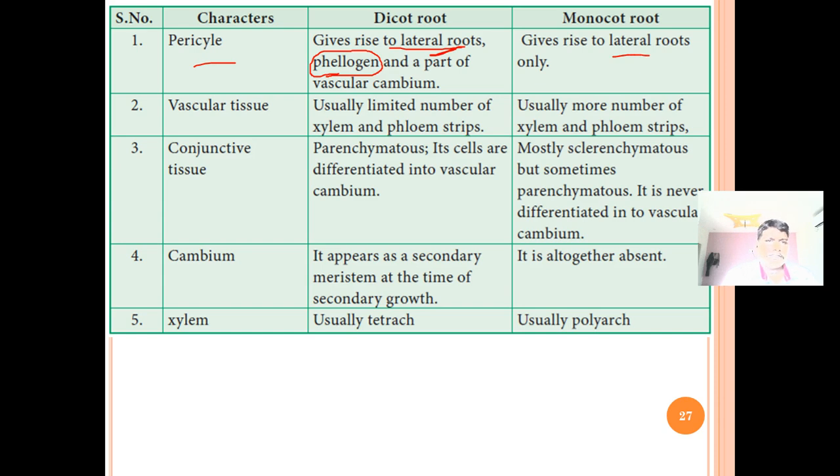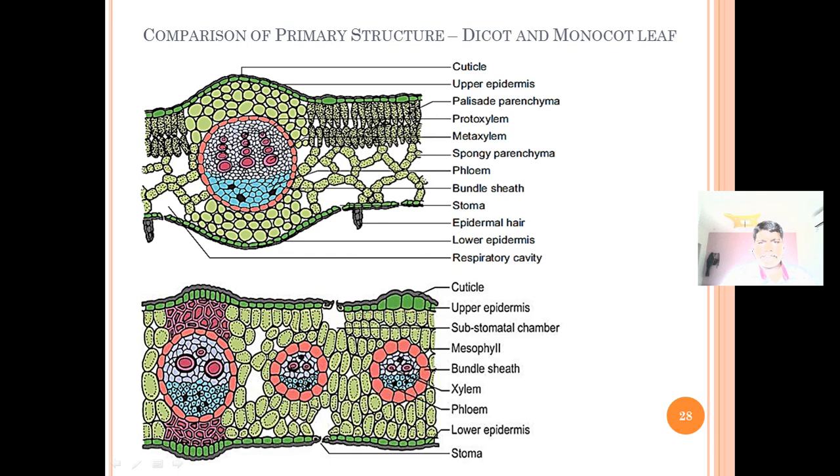In the vascular region, we already discussed the conjunctive tissue: parenchymatous here, sclerenchymatous here. Next, cambium is present, that's why secondary growth will occur, and here it is absent, no secondary growth. So xylem is usually tetrarch here, and here it is usually polyarch in nature.